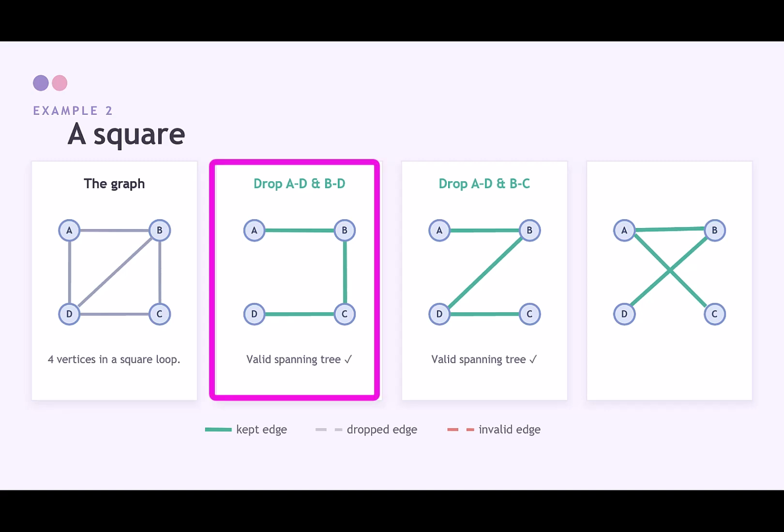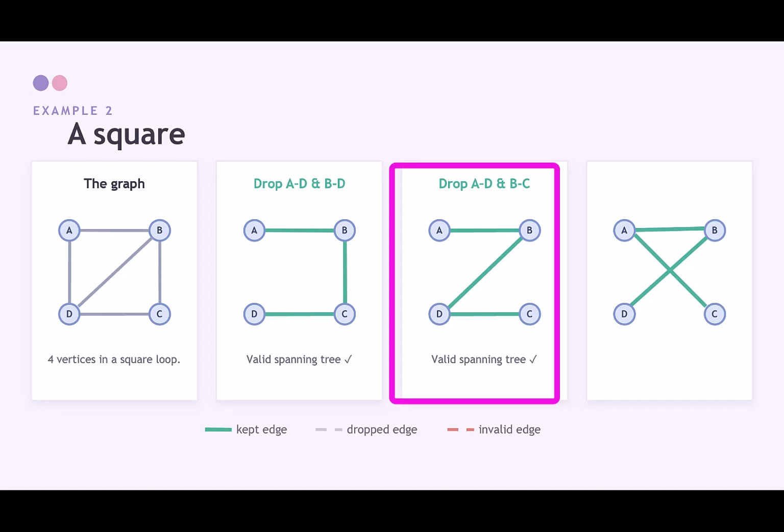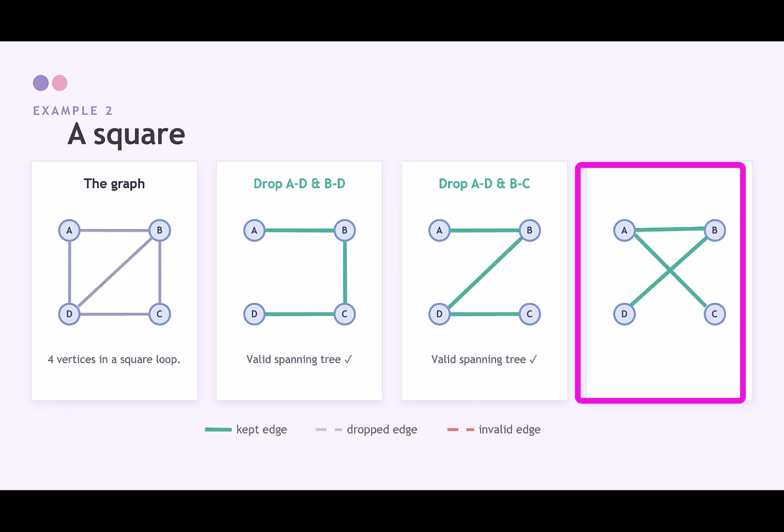In my first example, I dropped AD and BD, so the left edge and the diagonal. In my second spanning tree, I dropped AD and BC, so the two vertical sides. In the last example, I kind of made an X with a line on top, and this is a mistake. You can't create this spanning tree.